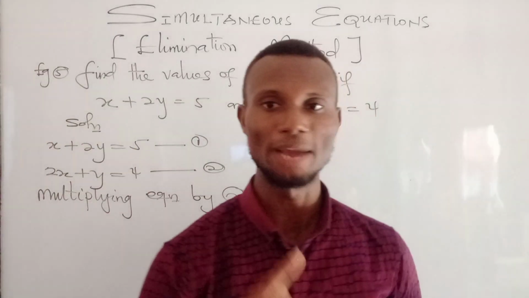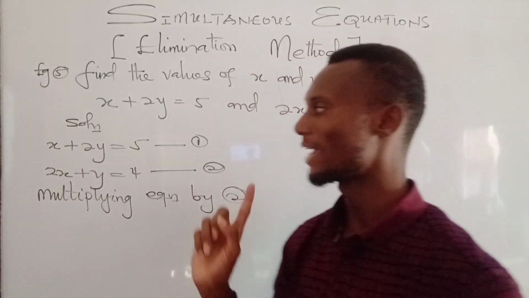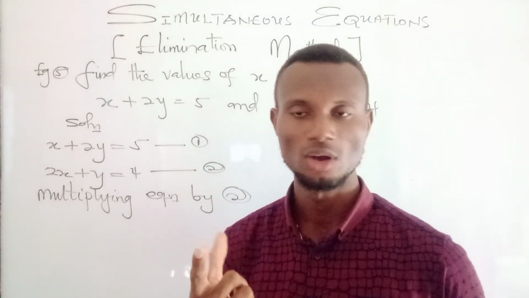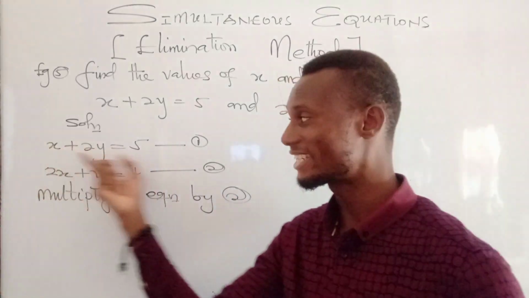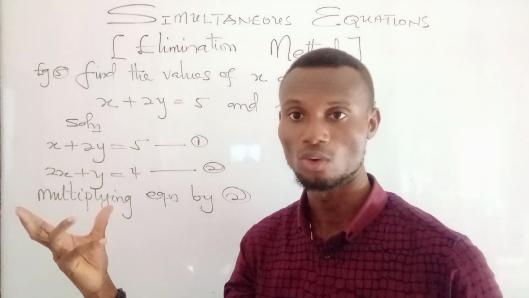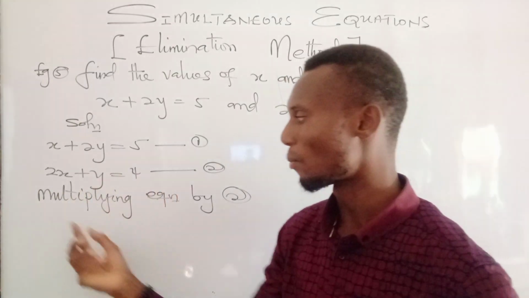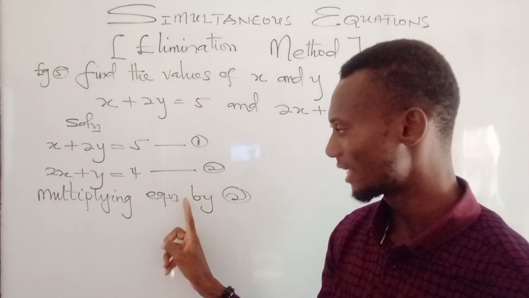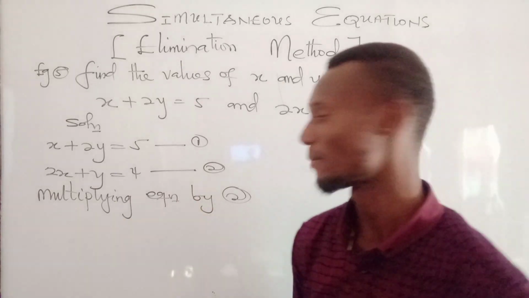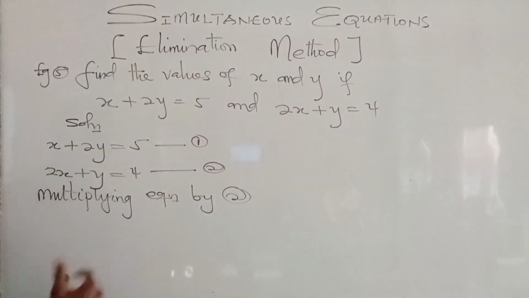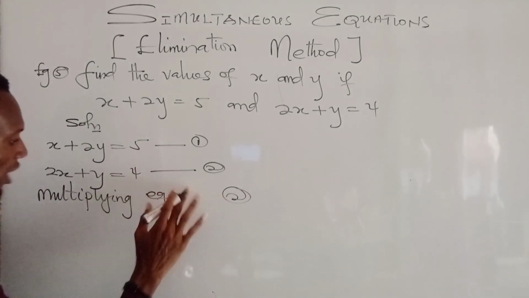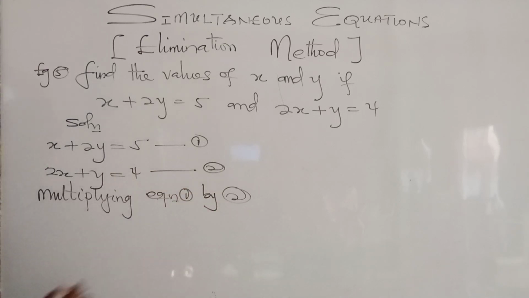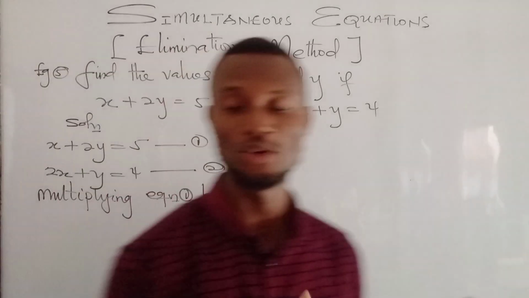Please don't make the mistake of multiplying only the s by 2 and leaving the rest. No, it will be wrong. We are multiplying each term in the equation by 2. That's what we mean when we say we are multiplying equation 1 by 2. I didn't bring my 1 here, so let me write my 1 there. So I'm multiplying my equation 1 by 2.